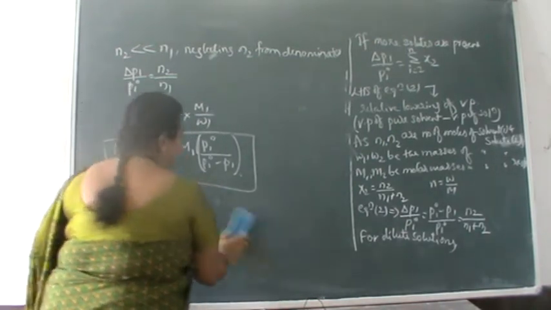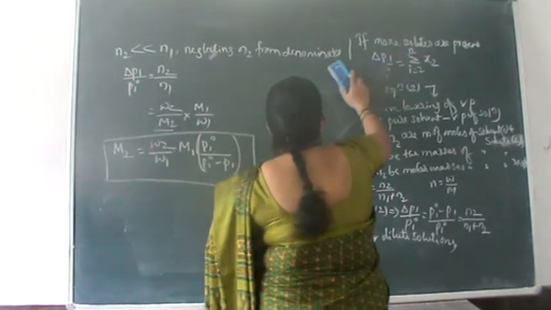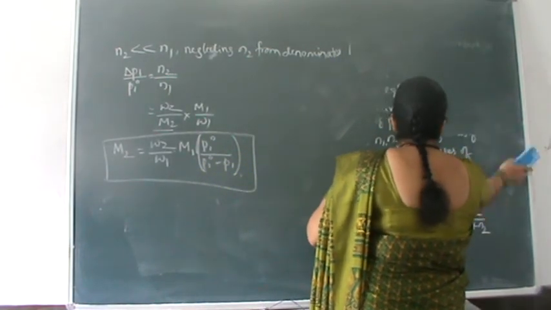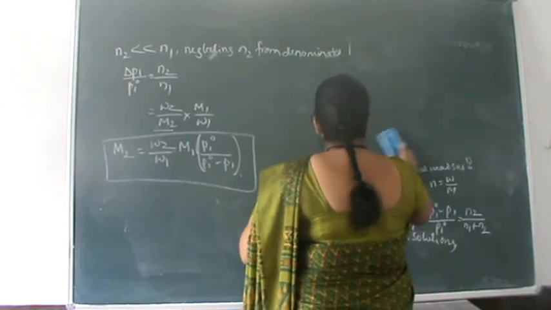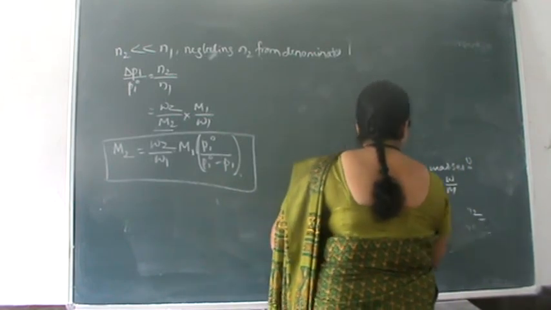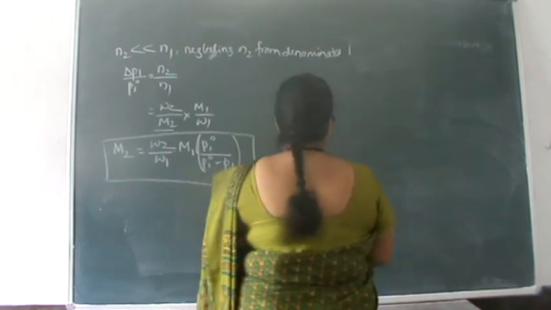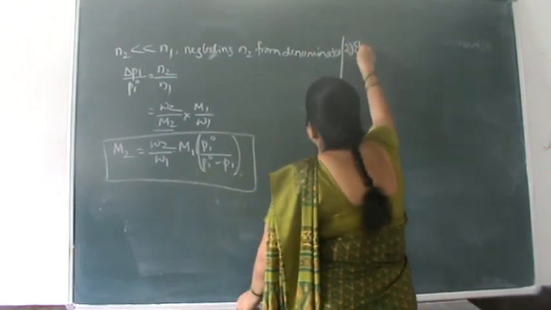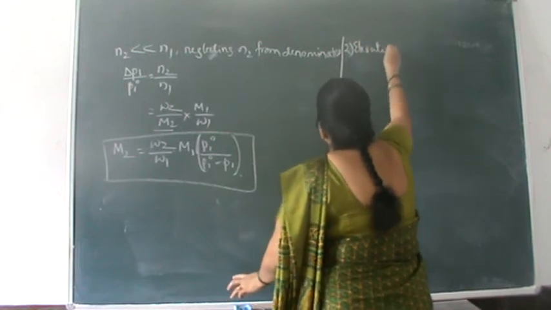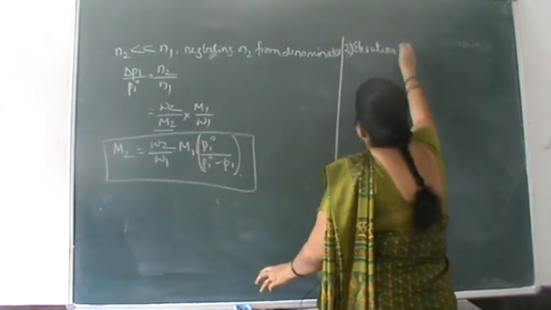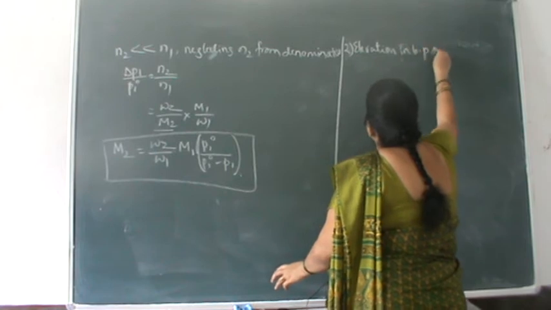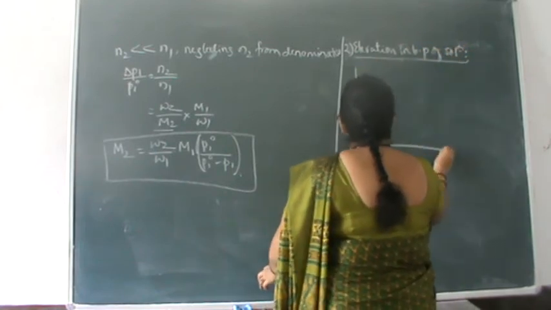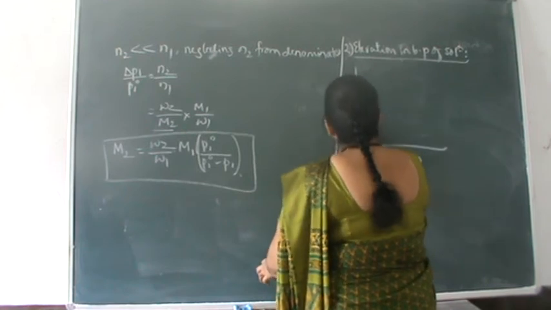Now, the second one: elevation in boiling point of the solution. Elevation means increase in the boiling point of the solution. This is the second colligative property, elevation in boiling point of solution. I will draw here a graph of vapor pressure versus mole fraction.